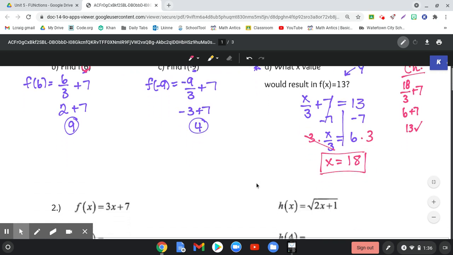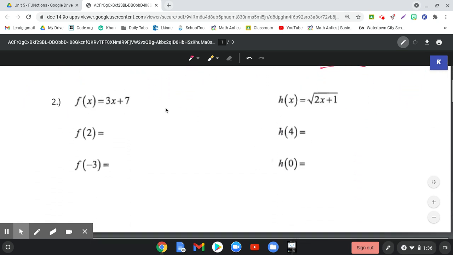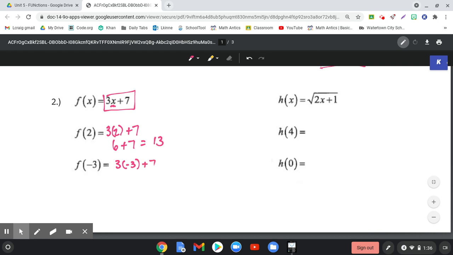All right, so let's just do a little bit more practice with that. All right, so here's f of x. Again, it's a different function. This time, we're going to take our input, multiply it by 3, and add 7. So if I'm looking for f of 2, instead of 3 times x, it's 3 times 2 plus 7. 6 plus 7 gives us 13. f of negative 3 would be 3 times negative 3 plus 7. You're just taking out the x in the equation and replacing it with that value. That would give us negative 9 plus 7, which is negative 2.